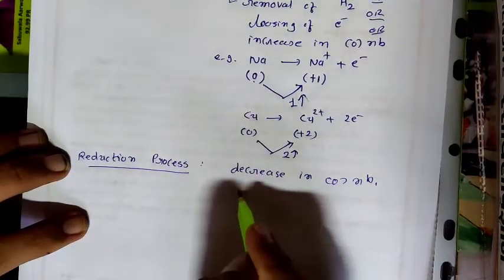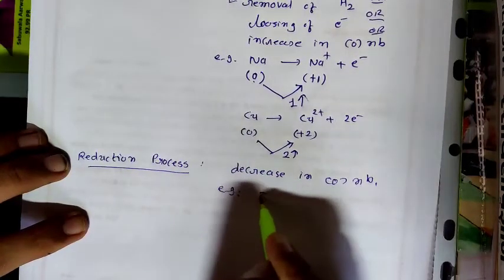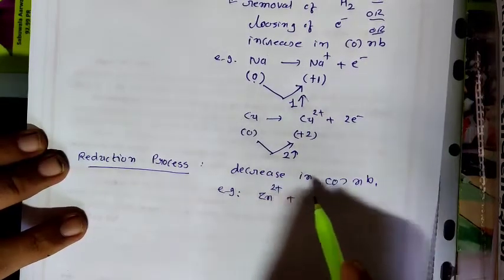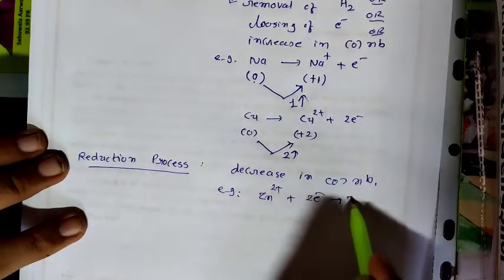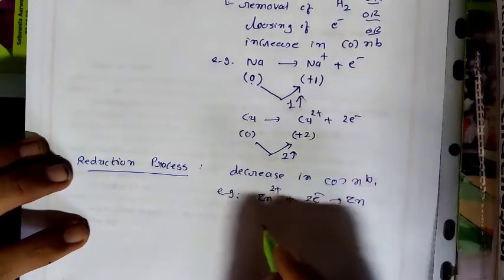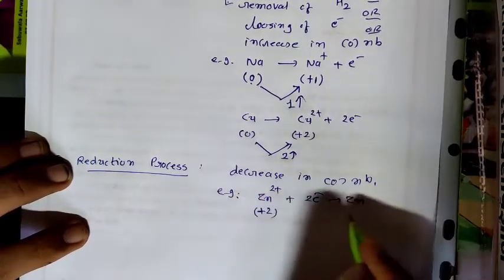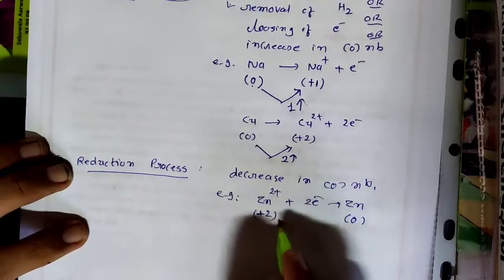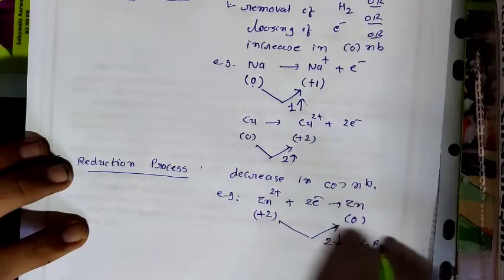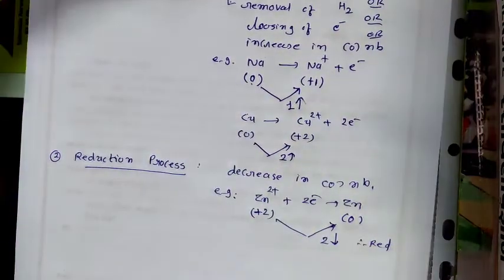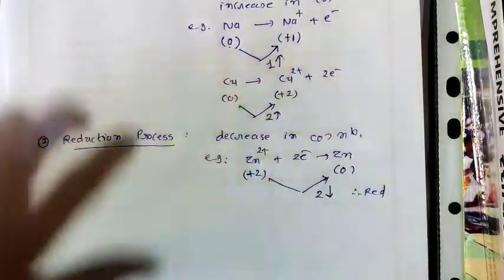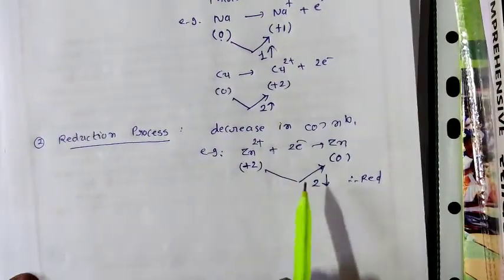How can we describe this? Just see, the example is here: Zn2 plus plus 2 electrons gives Zn. The oxidation number goes from plus 2 to 0, a decrease of 2, that's why it is a reduction process. I think you can understand my point. So this is decrease in oxidation number.